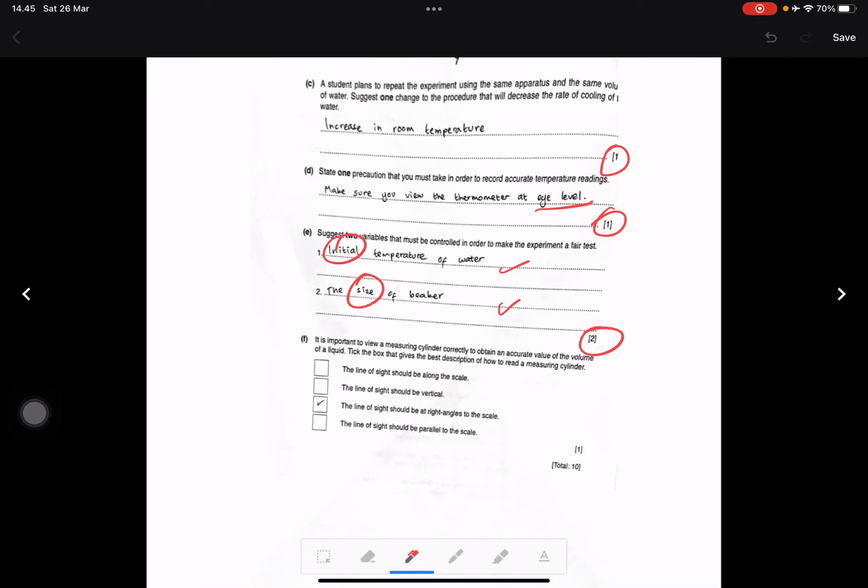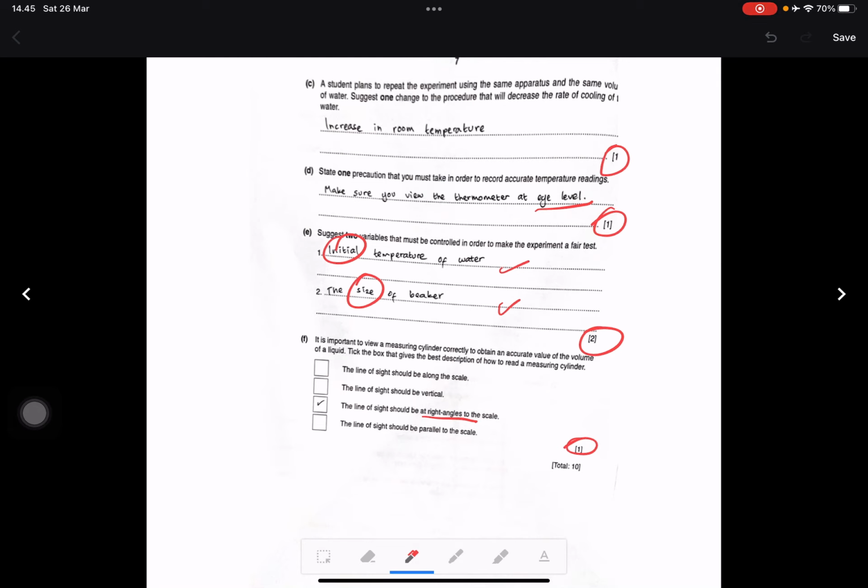It is important to view a measuring cylinder correctly to obtain the accurate value of the volume of a liquid. Tick the box that gives the best description of how to read a measuring cylinder. The line of sight should be along the scale. No. The line of sight should be vertical. The line of sight should be at right angles to the scale. That's correct. Take the third box.